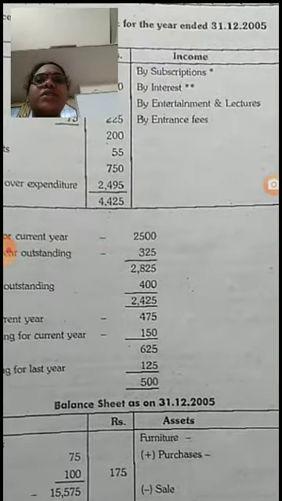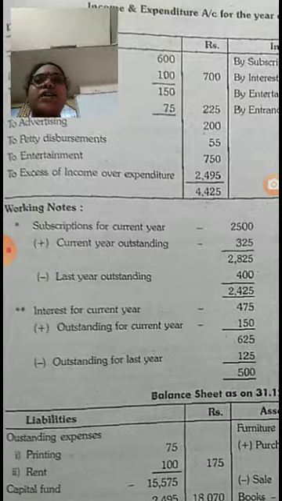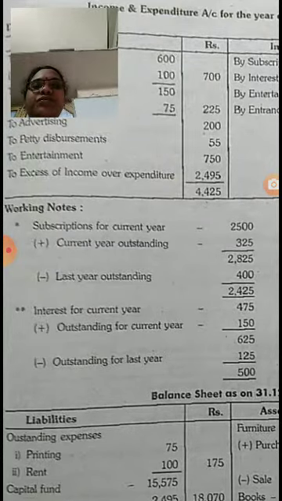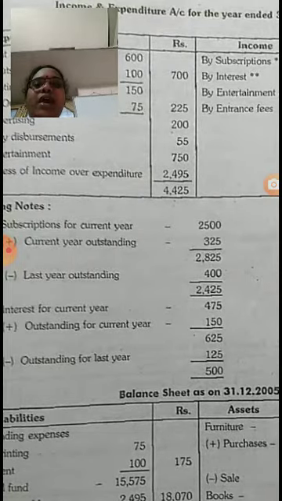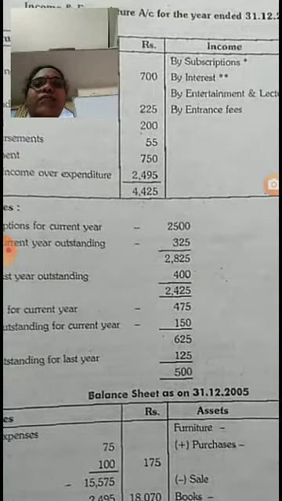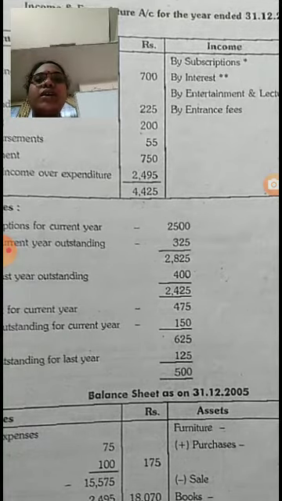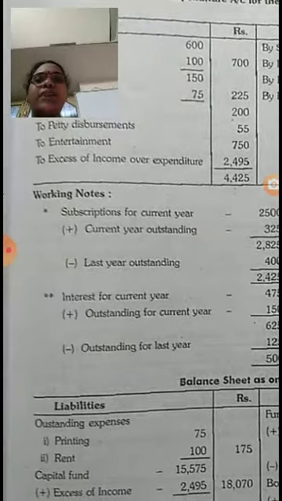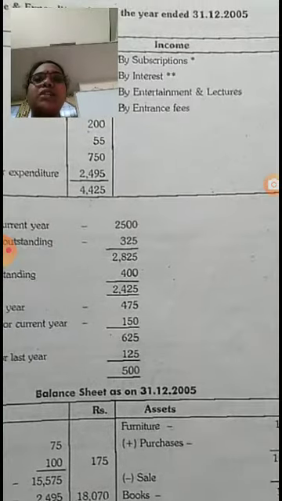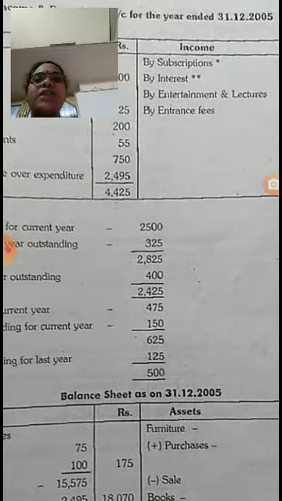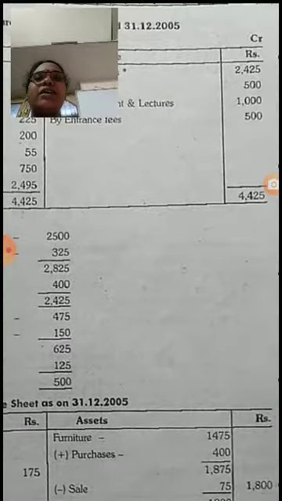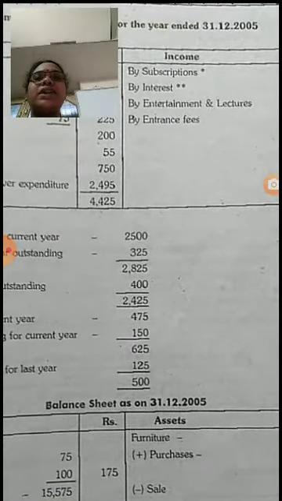is the subscriptions. Interest, for interest also we have the adjustment. Interest for the current year 475. Add outstanding for the current year 150, given in the adjustment. 475 plus 150, that is 625, minus outstanding for the last year. Last year outstanding is 125. So we have to minus the last year outstanding. 625 minus 125, 500 is the interest, that is credit side of the income.